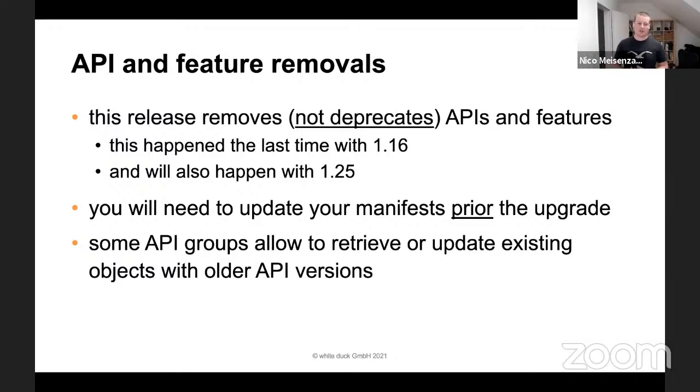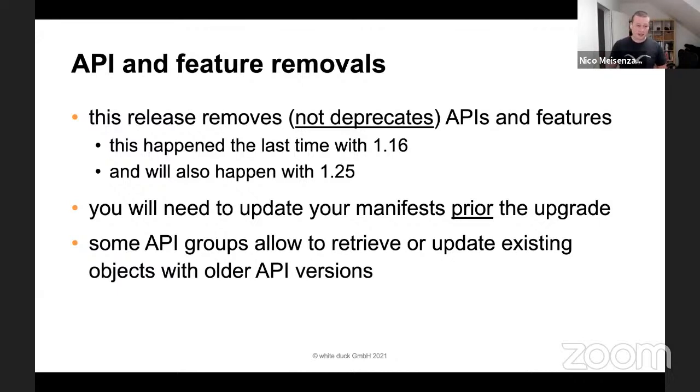The last time this happened was with 1.16, and the next time after 1.22 will be 1.25. So we thought it might be a great idea to also talk about those features which get removed and give you some tips and tricks which you can do, or at least check, prior to updating your Kubernetes clusters. Some of the API groups and features I will mention later allow you to still retrieve and update objects, even if they are configured to use old API versions. But most of them will not work after you upgrade to 1.22.